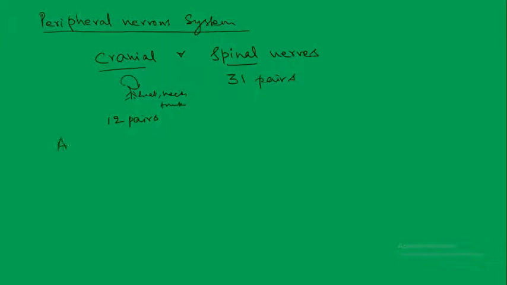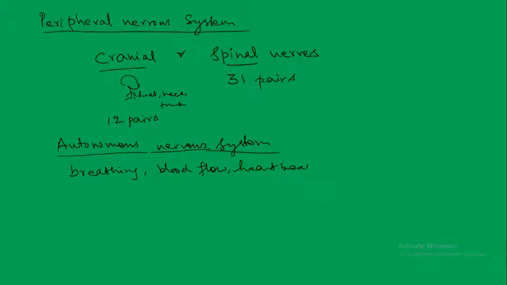The autonomous nervous system. So: central nervous system, peripheral nervous system and autonomous nervous system. The autonomous nervous system regulates the fundamental body functions such as breathing. It is autonomous, automatic. Blood flow, heartbeat, digestion, without any conscious effort from the body.